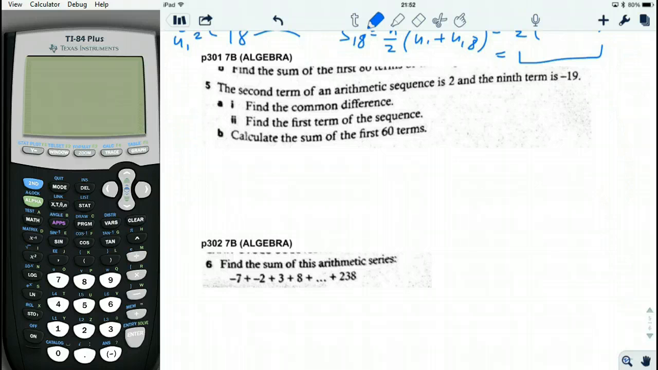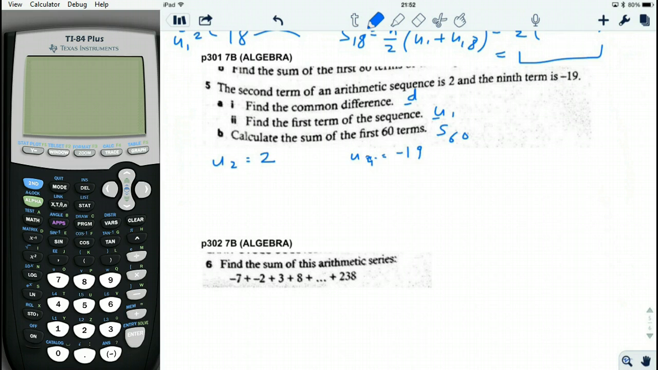Okay, the second term of an arithmetic sequence is 2, and the ninth term is negative 19. Find the common difference, find the first term of the sequence, calculate the sum of the first 60 terms. Okay, so common difference is D, first term of the sequence is U1, and the sum of the first 60 terms is S60, right? And what did they give us? They gave us that the second term is equal to 2, and the ninth term is equal to negative 19. That's kind of some strange data. We're going to need some algebra here to figure out what D is, what U1 is, right?